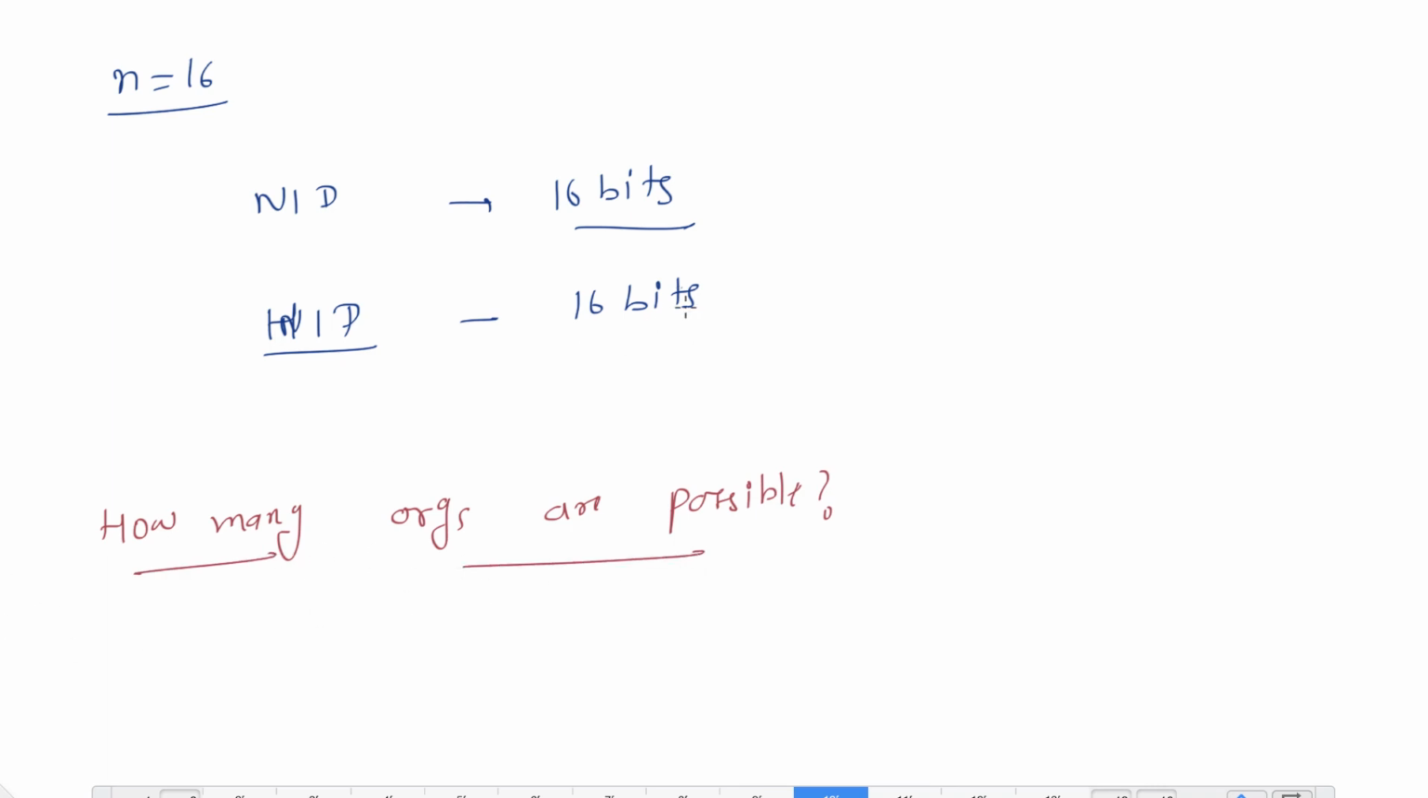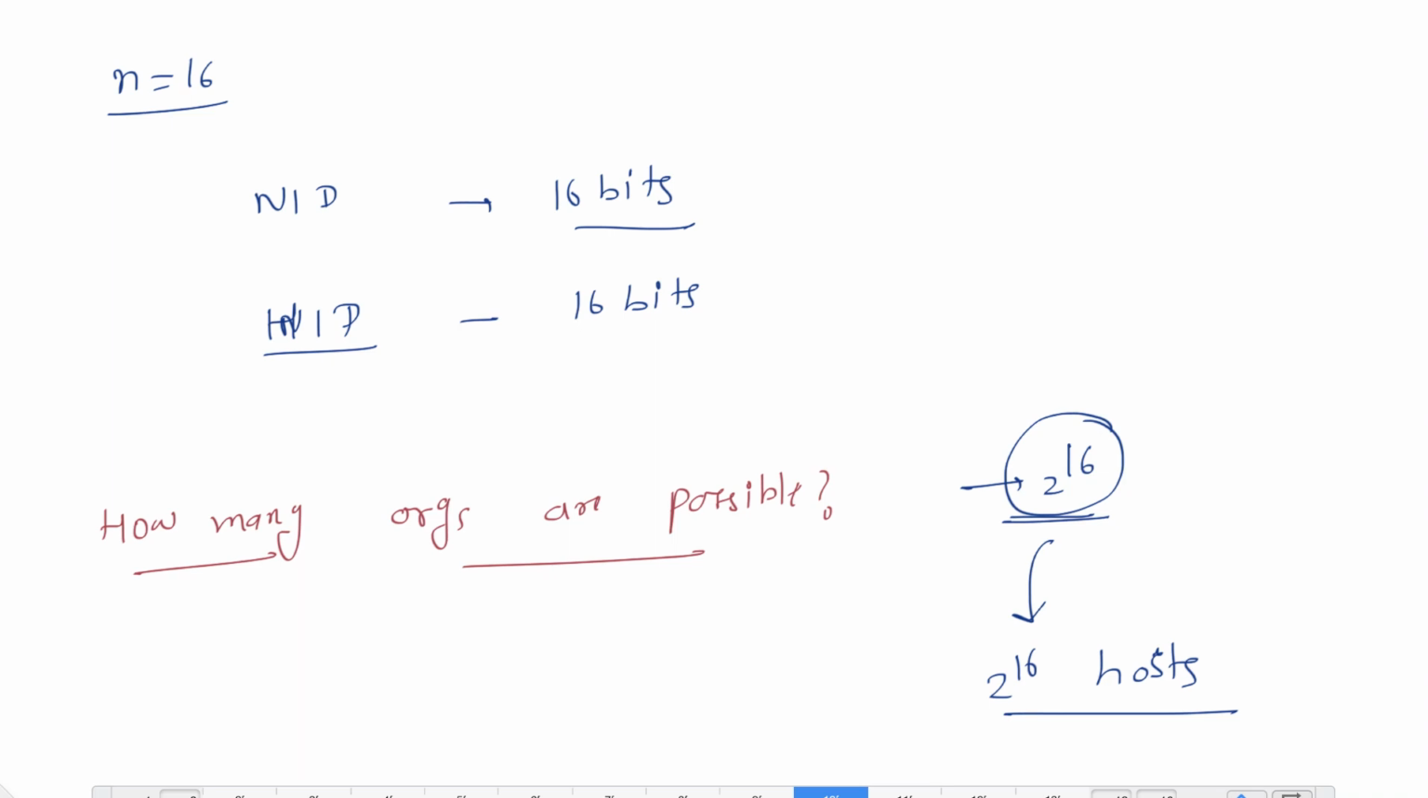Since I am giving 16 bits to identify the network ID or the organization ID, there will be 2 power 16 organizations possible. And within one organization, just within one organization, there will be almost 2 power 16 hosts possible, right? This is just within one organization. And there will be 2 power 16 organizations possible.